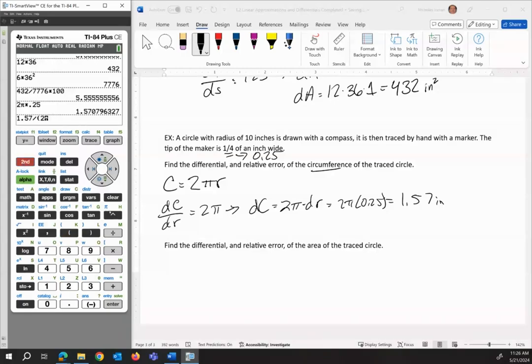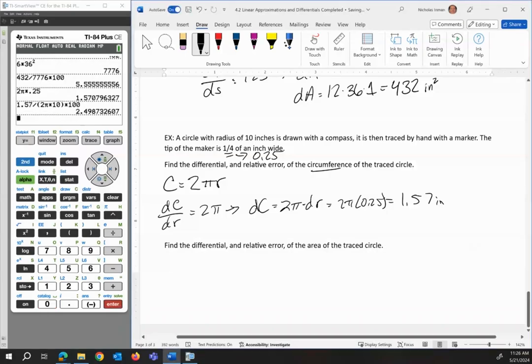But we take our 1.5 and we divide that by the actual circumference of our circle, which should be 2 pi times 10. We then times by 100 to turn that into a percentage. So even though it might be off by 1.5 inches, that's only a 2.5% relative error. All right, so not that big of a deal.